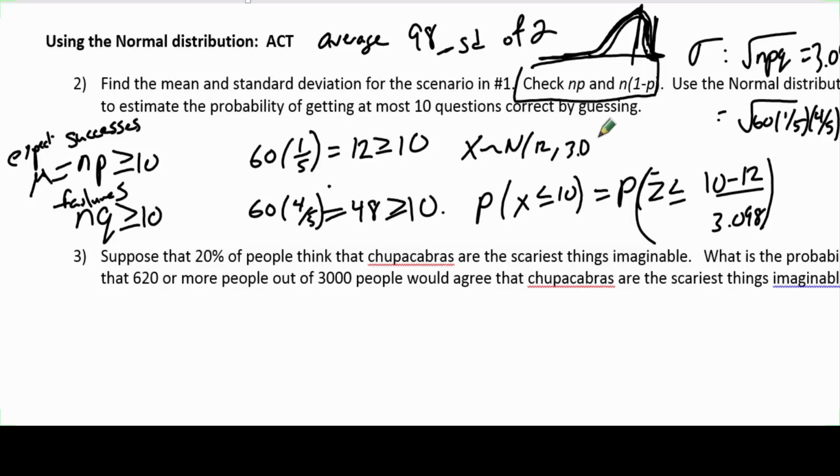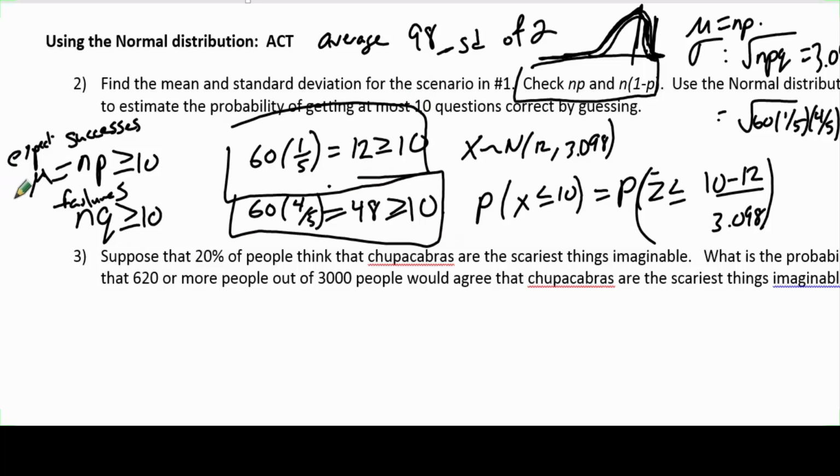So once I know what the mean is, which is 12, and I know my standard deviation, which is 3.098, and again the mean is n times p. So once I know the mean, once I know the standard deviation, and I fit these two conditions, that I have enough successes and enough failures, which is at least 10 of them, if those are both true, then I can go to my z-scores.